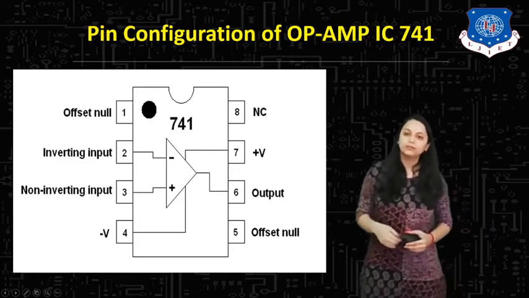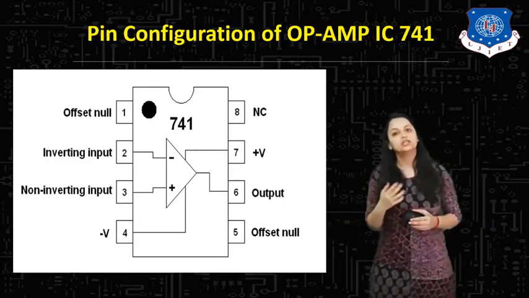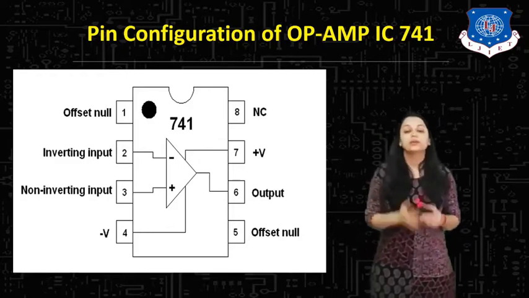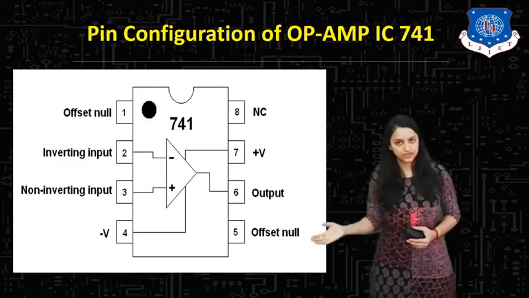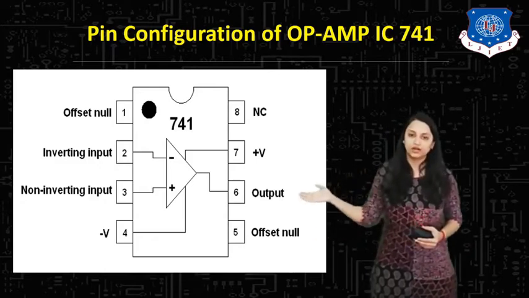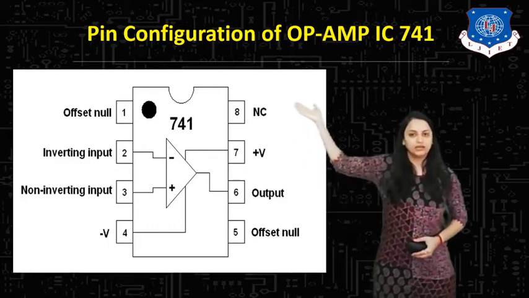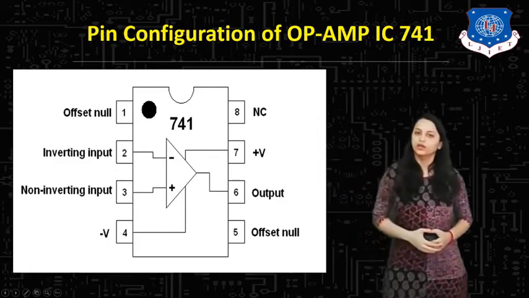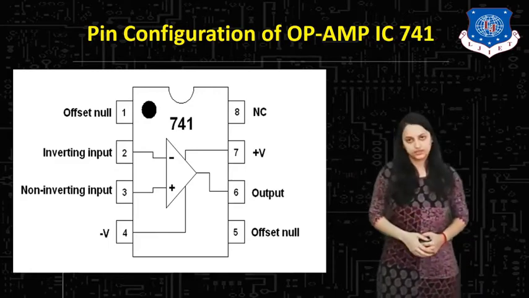8 pins. Pin number 1 is for offset null. Pin number 2 is for inverting input. Pin number 3 is for non-inverting input. Pin number 4 is for negative supply voltage. Pin number 5 is for offset null. Pin number 6 is for output. Pin number 7 is for positive supply voltage, and pin number 8 is for no connection. Okay, this is the pin configuration of IC741. You need to remember this.